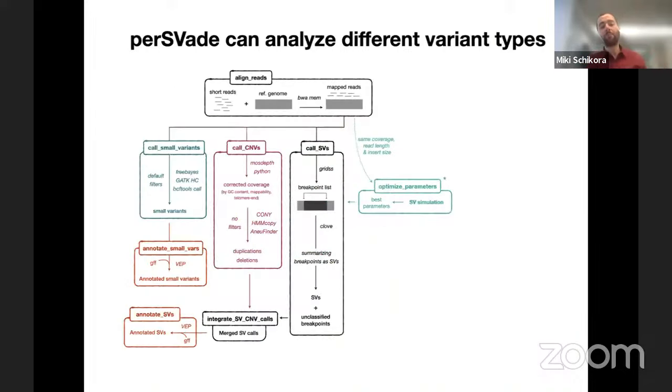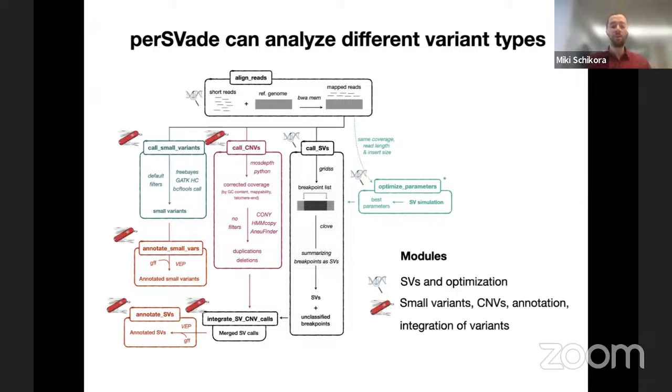I have to say that PerSVade has these different modules. I've been talking about these 3 modules that are related to structural variant calling and the parameter optimization, but there are many other modules related to the calling of small variants, SNPs and indels, the calling of copy number variants based on changes in coverage. There are tools to annotate the variants and also to integrate different types of variants. So you can think about PerSVade like a Swiss knife that can do many different things. The structural variant part is the more scientifically novel, but it also allows you to work with all of these different variants at the same time.